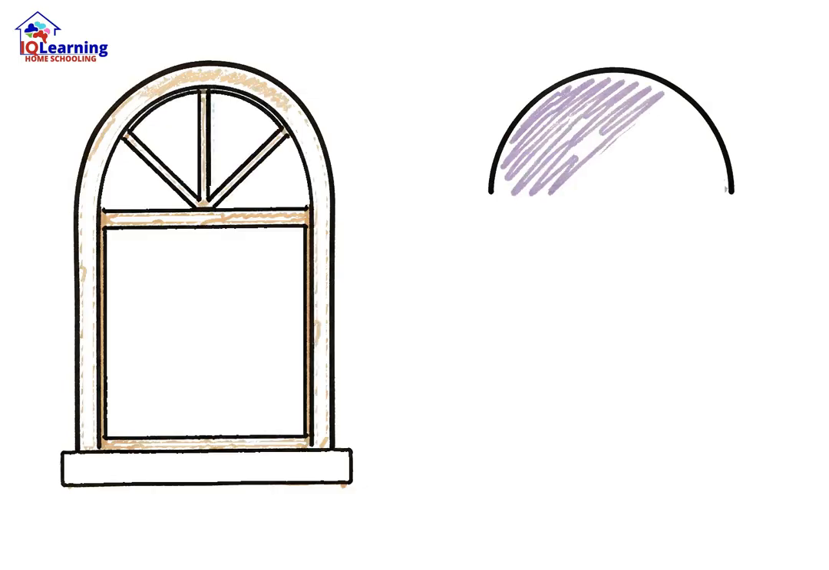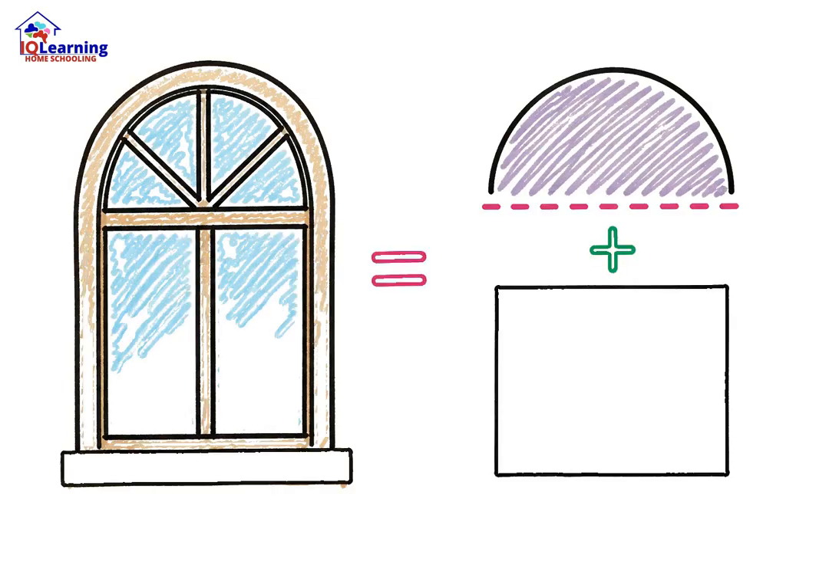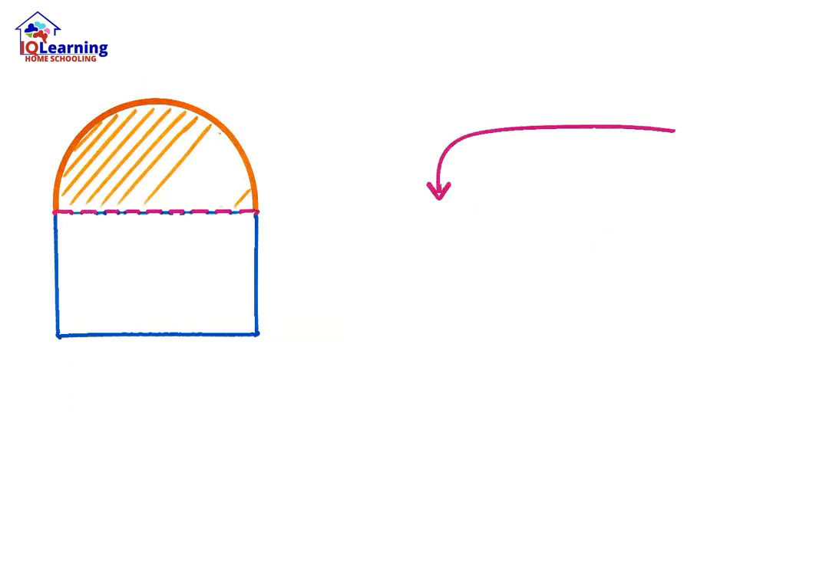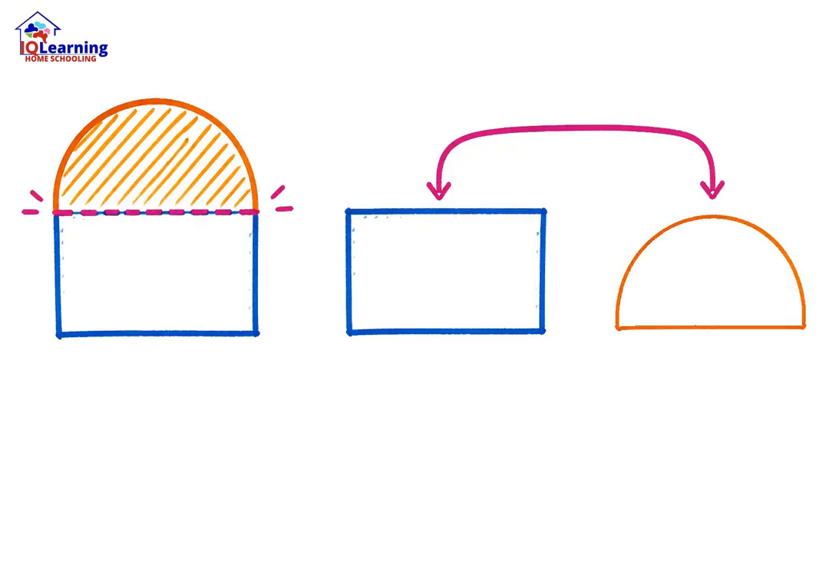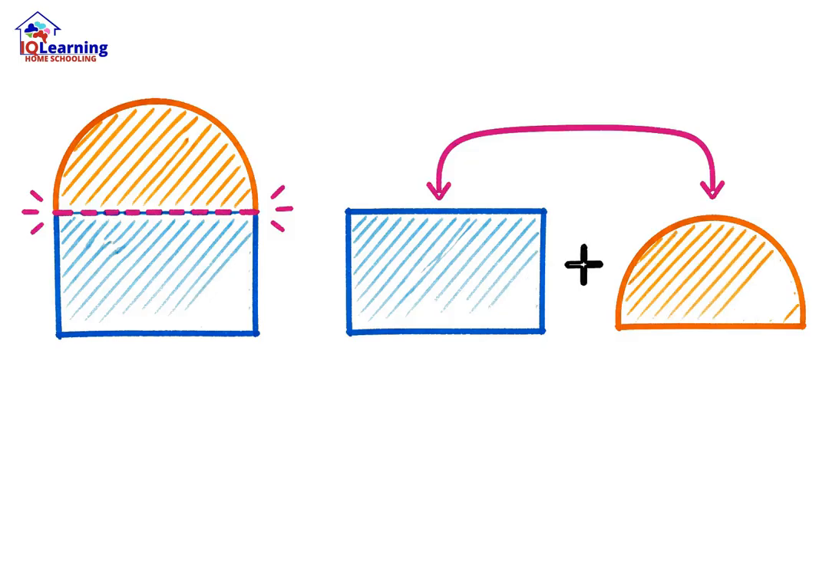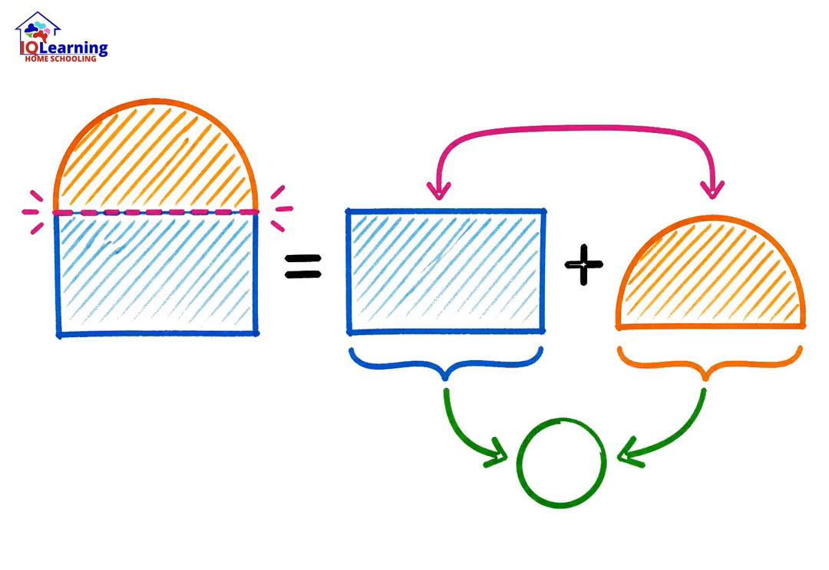Even shapes with curves follow these rules. An arched window is just a rectangle with a semicircle on top. You calculate the area of the rectangle, then the area of the semicircle, and add them together. The key is spotting the shared side. The width of the rectangle is the diameter of the semicircle.